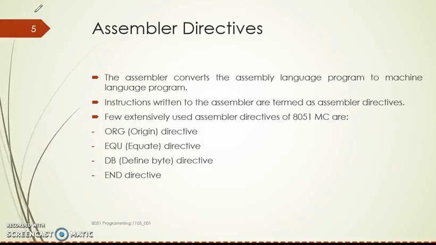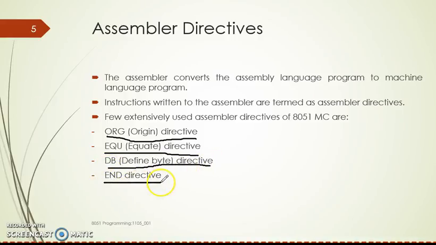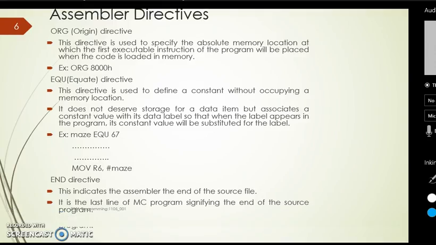The assembler is the one which converts the assembly level program into machine level program. Instructions written for the assembler are called assembler directives. Here are some of the examples of assembler directives used in 8051: the ORG or the origin directive, EQU equate directive, DB define byte directive, and END end directive. Let us see what each of these assembler directives are.